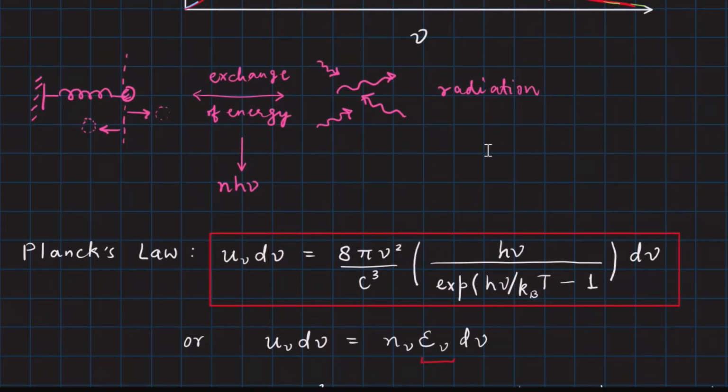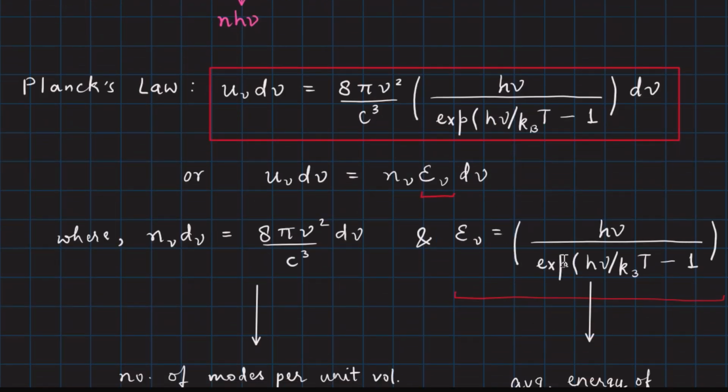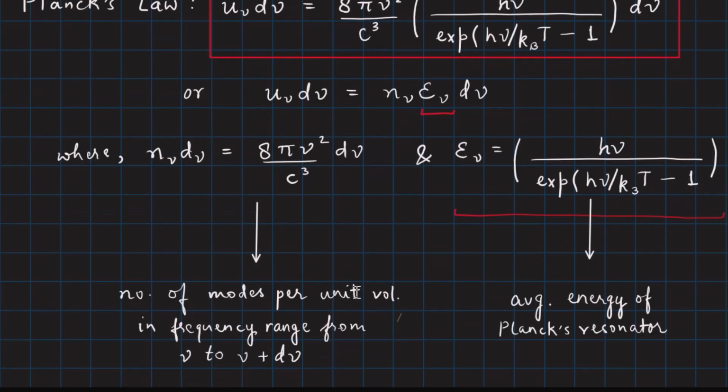In this expression, the average energy epsilon nu of each resonator is quantized. The term n nu d nu is the number of modes per unit volume in the frequency range from nu to nu plus d nu. This result was also obtained by S.N. Bose, who communicated his work to Einstein in 1924. This led to the development of the Bose-Einstein statistics.